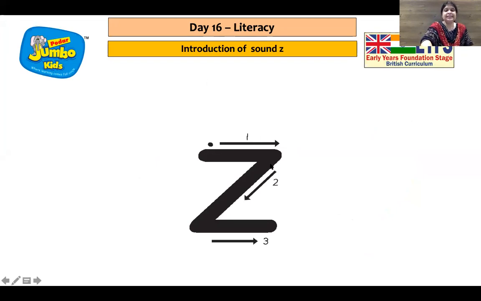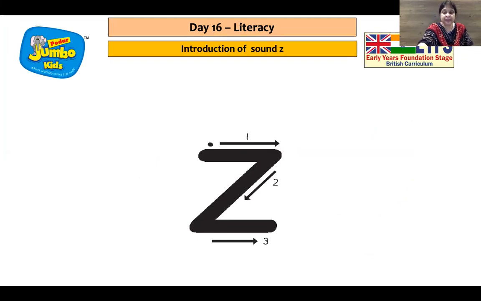Sleeping line, slanting line, and again, a sleeping line. Isn't it easy? Let's write it again. Sleeping line, slanting line, and again, a sleeping line. That's the lowercase letter Z.